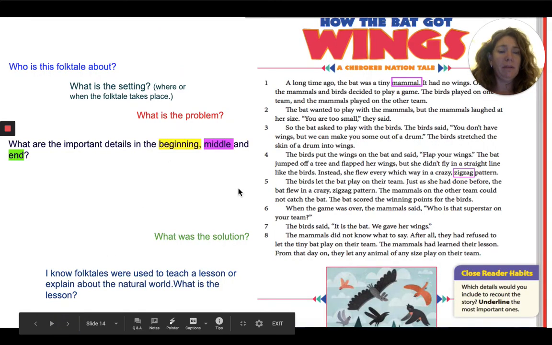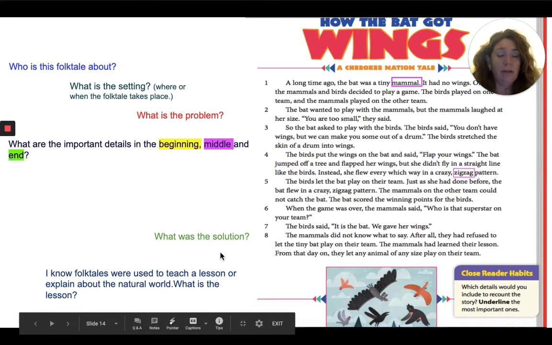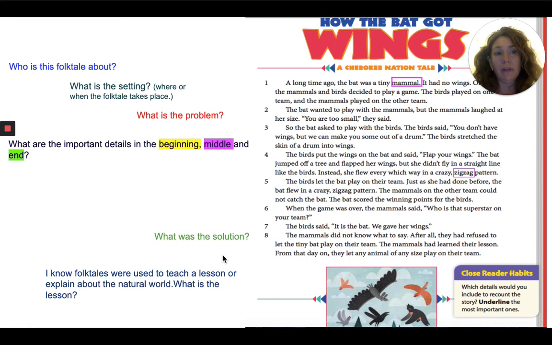Alrighty. So I'm going to be reading to you How the Bat Got Wings. As I'm reading, these are some of the questions you should be thinking about. Who is this folktale about? In other words, what are the characters? What is the setting? Where and when does the folktale take place? What's the problem? What are the important details in the beginning, the middle, and the end? What is the solution? How did it finally resolve itself? What happened at the end?